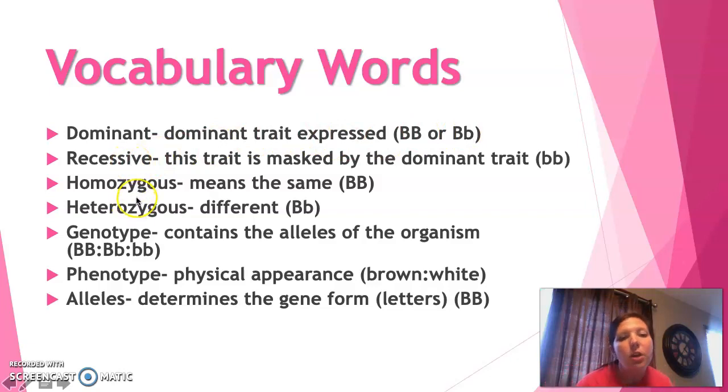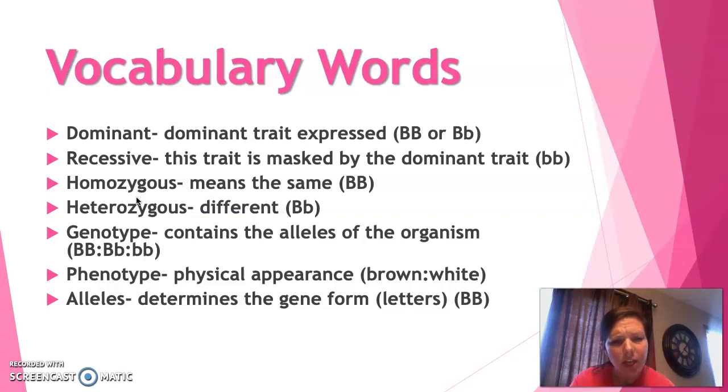The next word is called homozygous. Homozygous is going to mean the same, so it'd be big B, big B, or little b, little b. Heterozygous is different, so you have one capital, one lowercase. So one big B, one lowercase b.